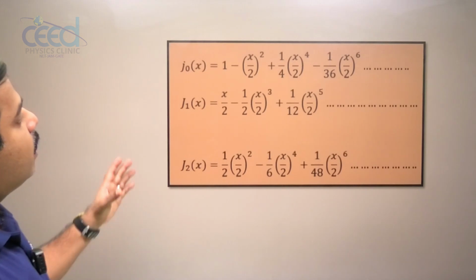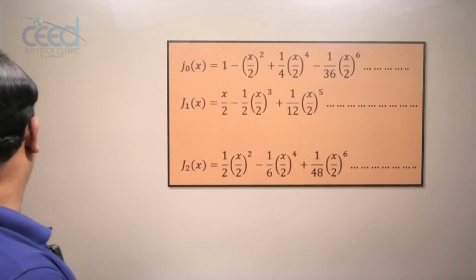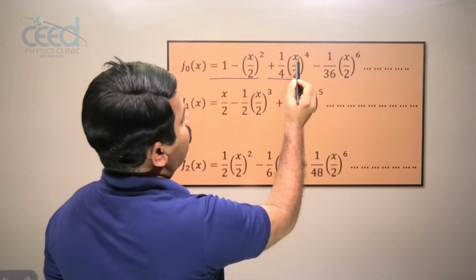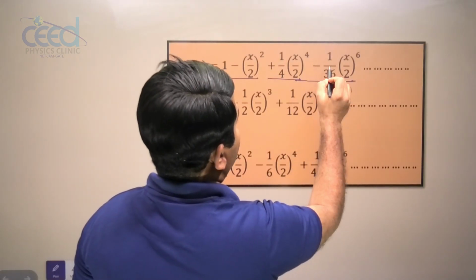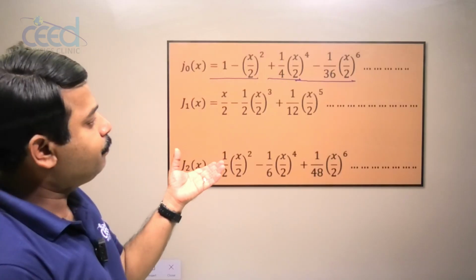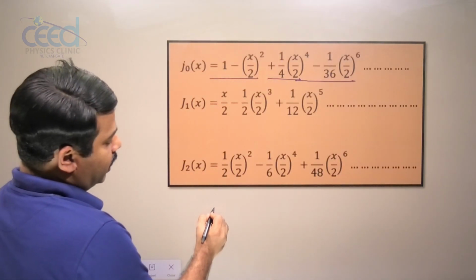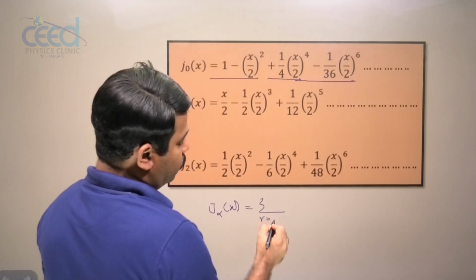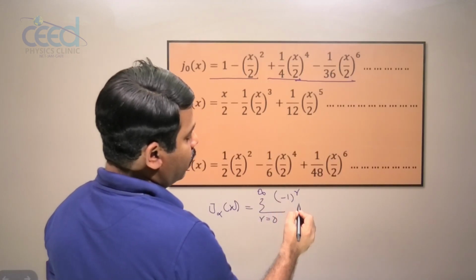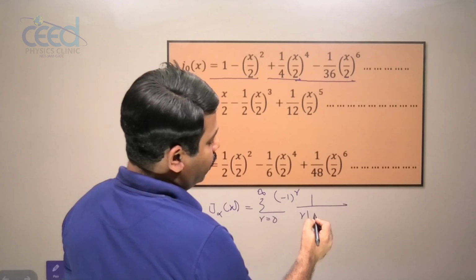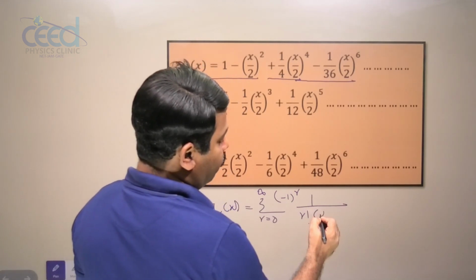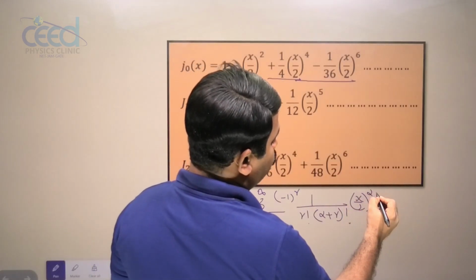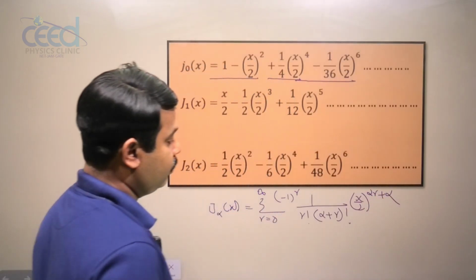Now see, J0 of x we solved just before, that is 1 minus (x by 2) the whole square plus 1 by 4 (x by 2) raised to 4 minus 1 by 36 (x by 2) raised to 6. Similarly, the solution of the same equation we studied as J alpha of x, equal to sigma r equal to 0 to infinity (minus 1) raised to r divided by r factorial into (alpha plus r) factorial, into (x by 2) raised to (2r plus alpha). This only we studied.